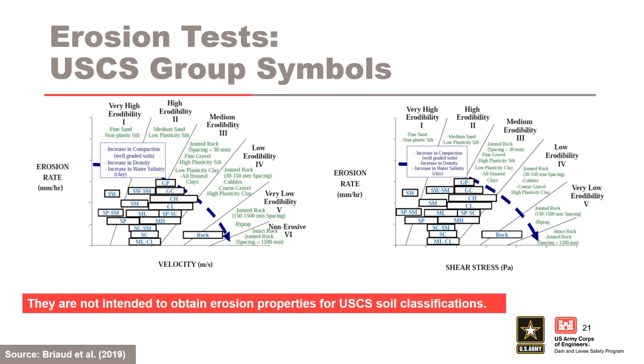Based on the compilation of data in the NHCRP report, Brio tried to propose general categories of erosion behavior by soil type, as shown on this slide. It's really important to note that a single soil type can bridge a large range, and that soil classification is a terrible indicator of soil erodibility if we need to be fairly accurate in our estimates.